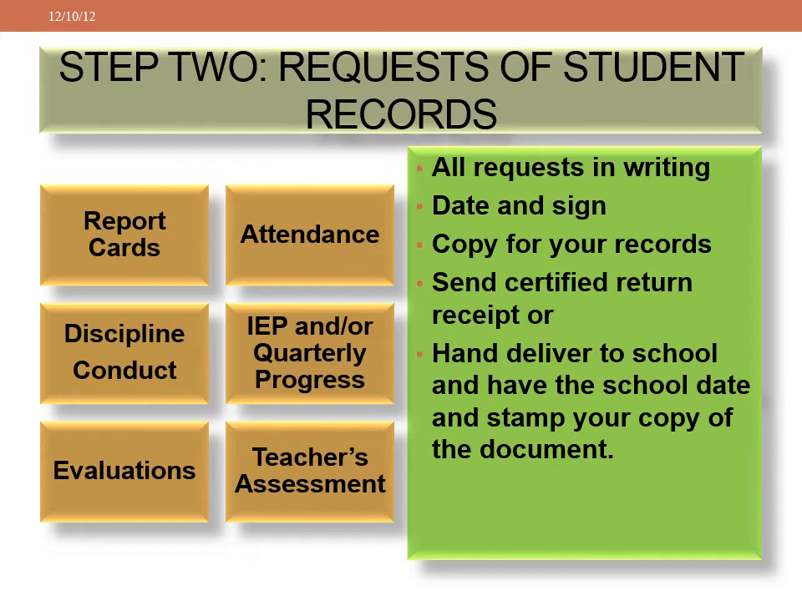Make sure that you request these records in writing. You want to date it and sign it and keep a copy for your records. Send a certified return receipt to the special ed director or the person in charge of special education. You want to put their name on it. Or you can hand deliver it to the school and have the school date and stamp your copy of the document. So now you have a record that they received it, even though you hand delivered it. You want to do this because the district has a timeline that they have to follow.